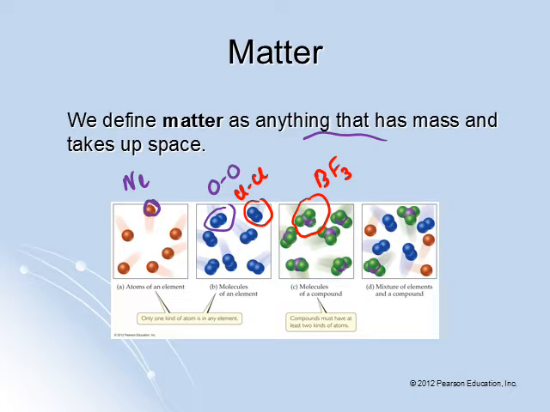Now let's look at the very last figure. It's showing a mixture of elements and a compound. As you can see, we have those single atoms, diatomic molecules like hydrogen, nitrogen, oxygen, and then you have this molecule which could be a number of things having altogether 4 atoms.